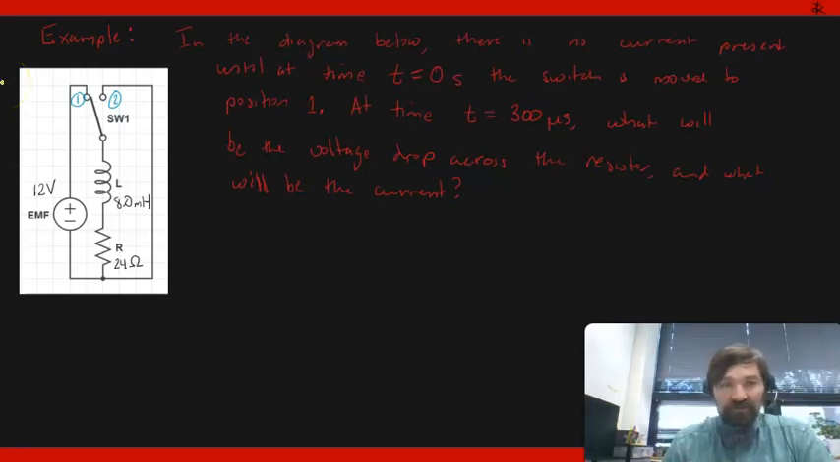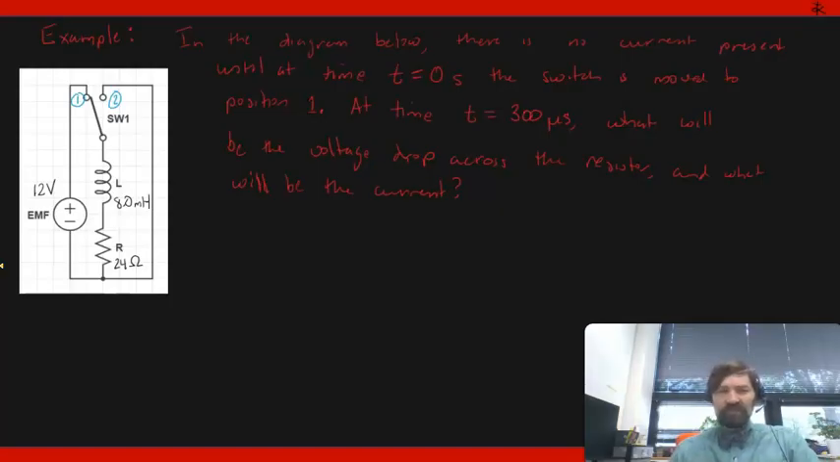So we have here an RL circuit in which all the values of the EMF, the inductance, and the resistance are all labeled. We're told that there's no current initially flowing through the circuit, and that the switch is moved to position 1, which basically makes it R and L plus battery at time 0. And so we want to know 300 microseconds later, what will the voltage drop be across the resistor, and also what the current will be.